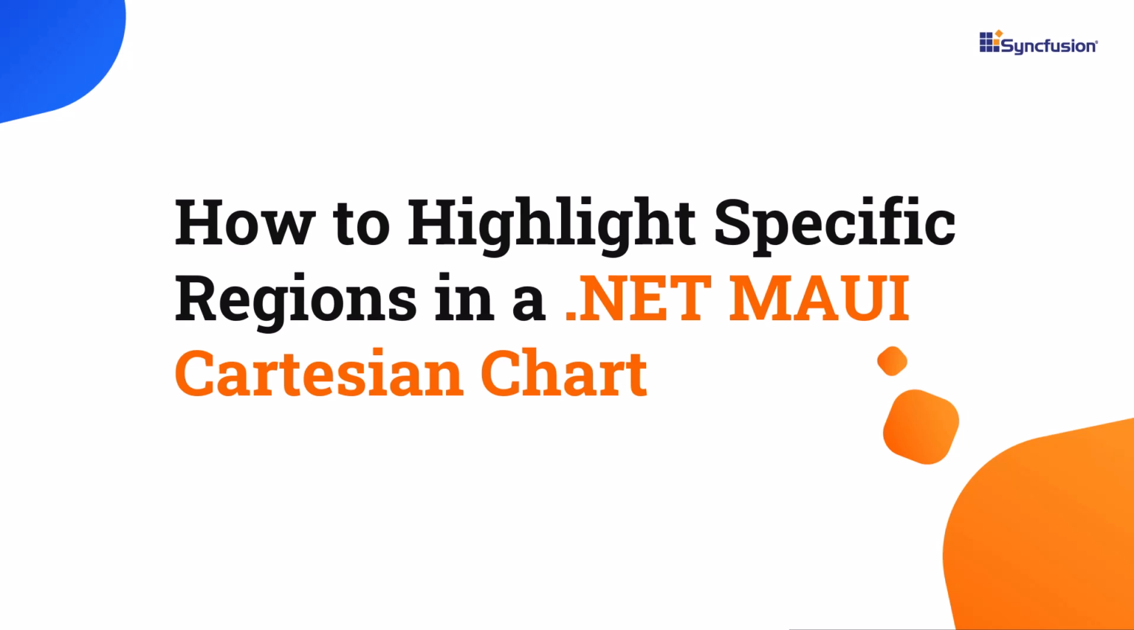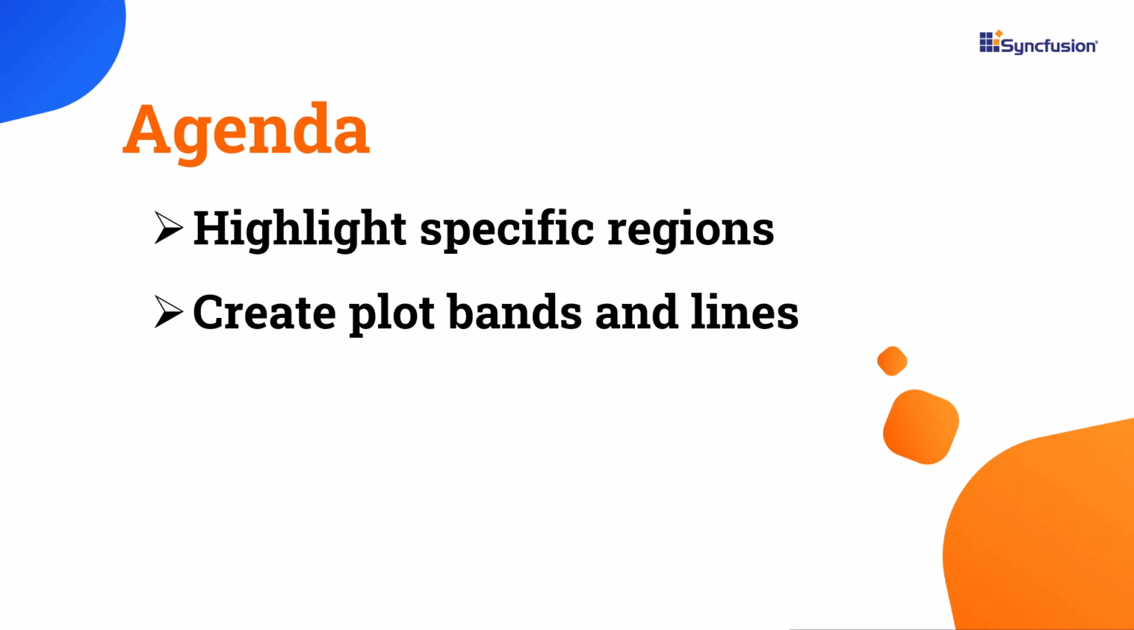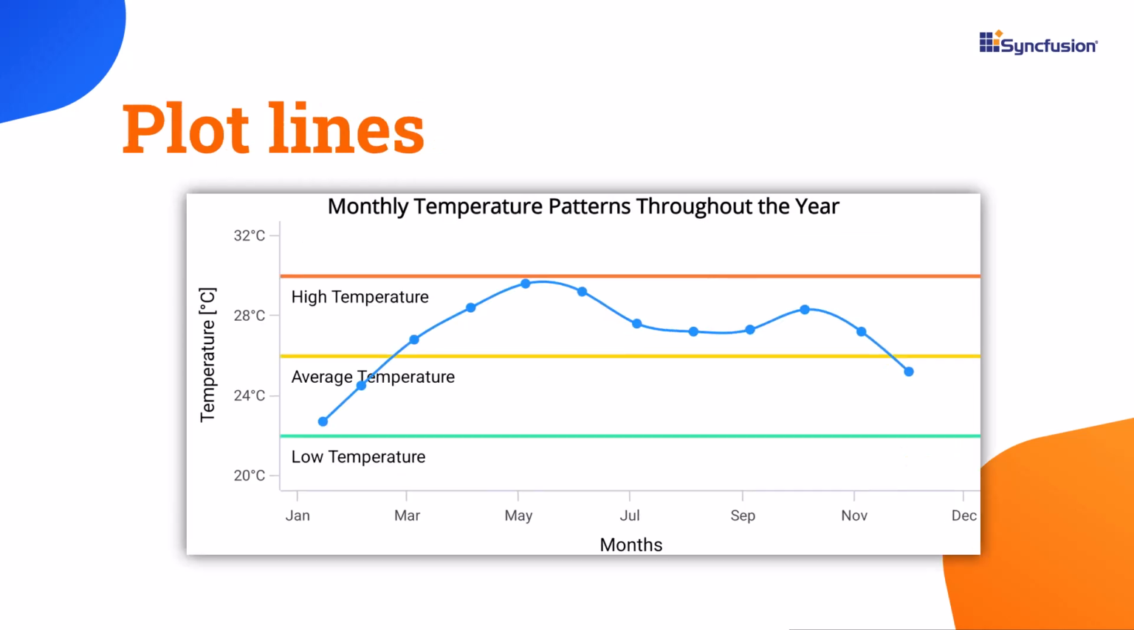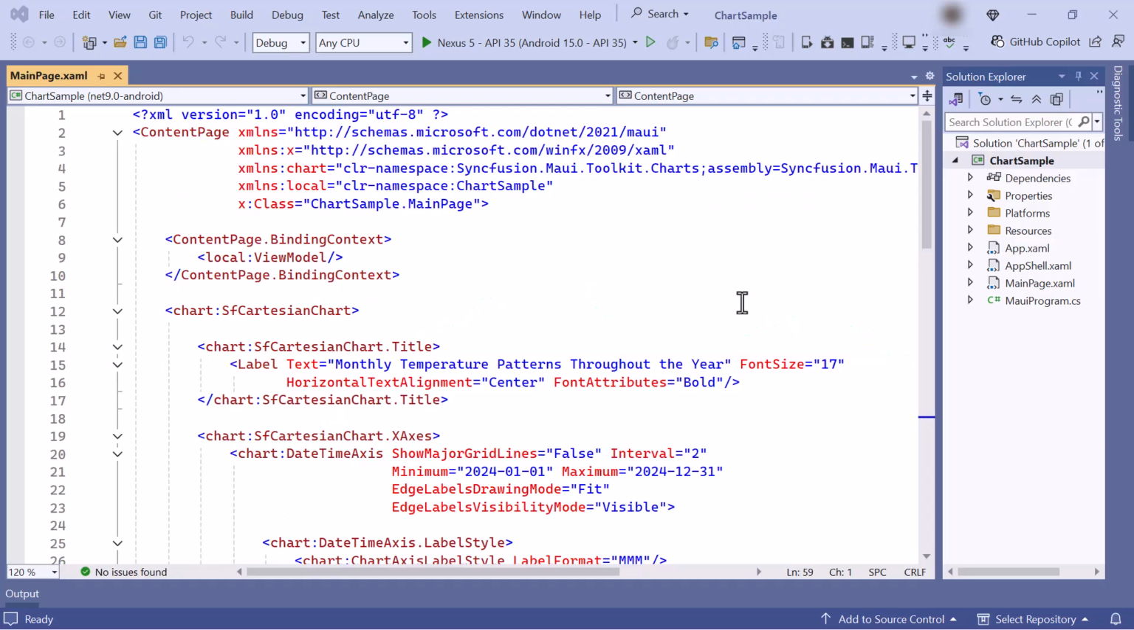Welcome to the .NET MAUI Cartesian charts tutorial. In this video, I will show you how to highlight specific regions by adding plot bands to both the X and Y axes in the Syncfusion .NET MAUI Cartesian charts. I will also demonstrate how to create segmented plot bands and plot lines to visually distinguish key ranges in your data. I open an existing MAUI application.